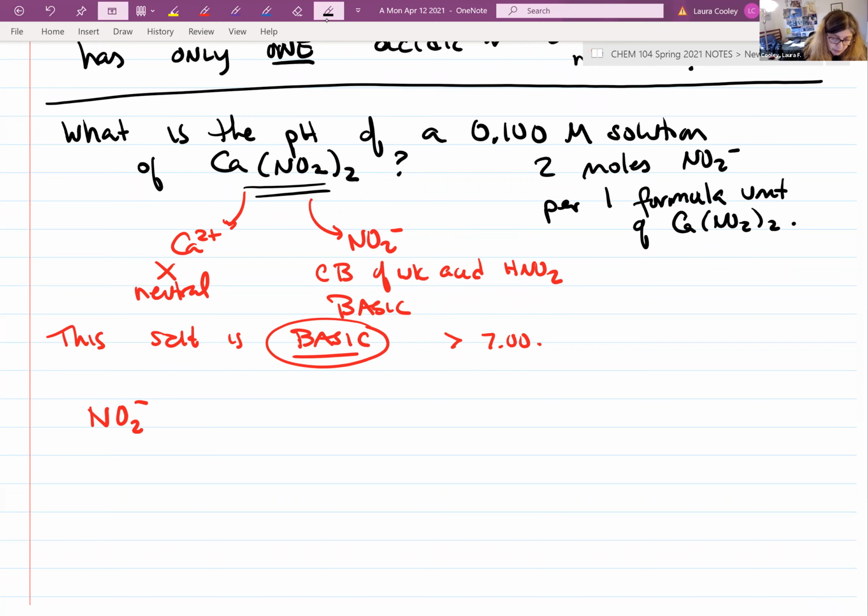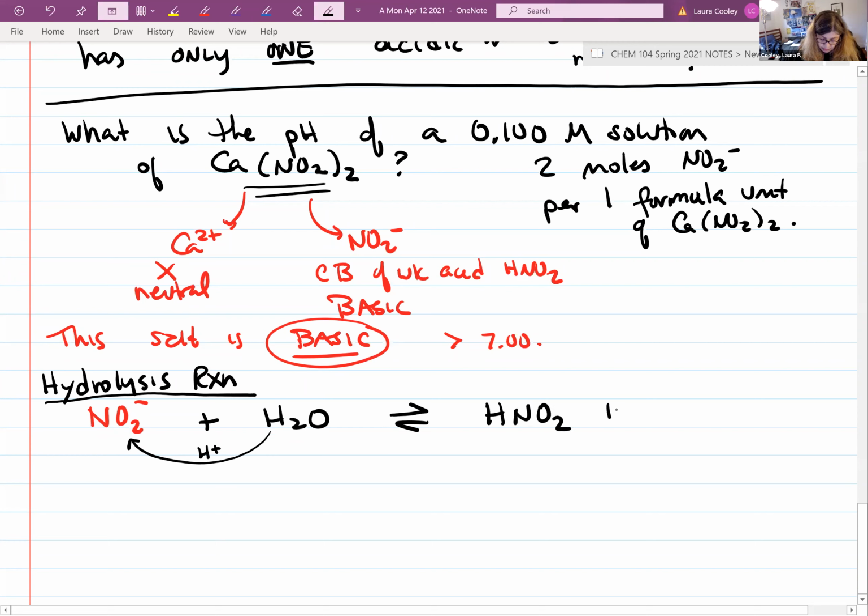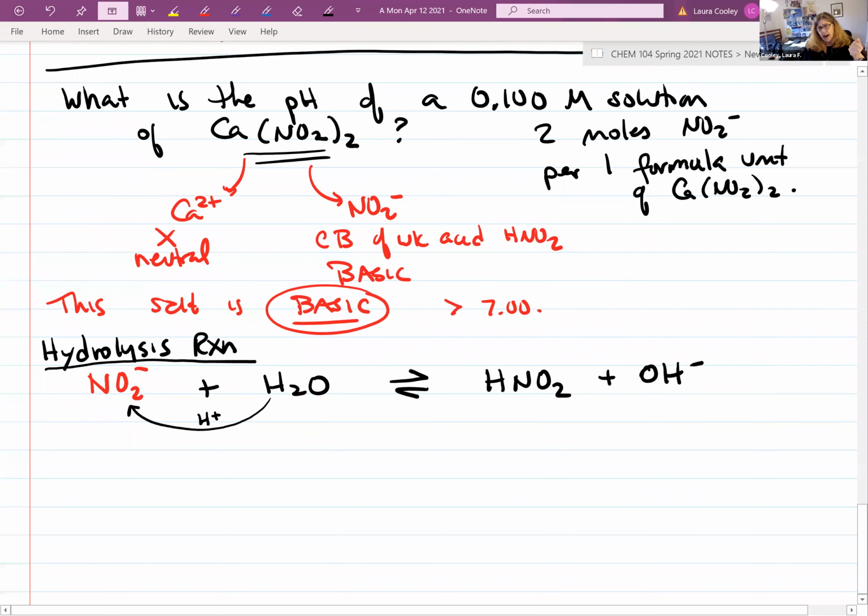So I write what I've been referring to as the hydrolysis reaction, which is really just like the base dissociation reaction of any base. You take that base, you add water. This accepts a proton from water. It's a base. You get HNO2 plus OH minus. So this is exactly what you would do if you had the weak base ammonia and you were trying to figure out what the pH of that solution was.